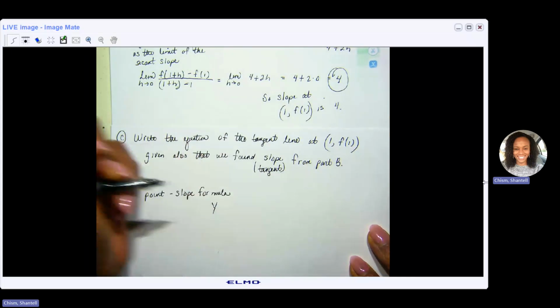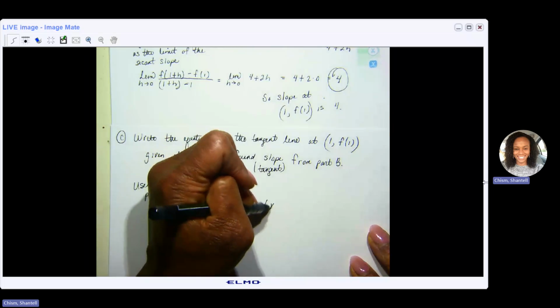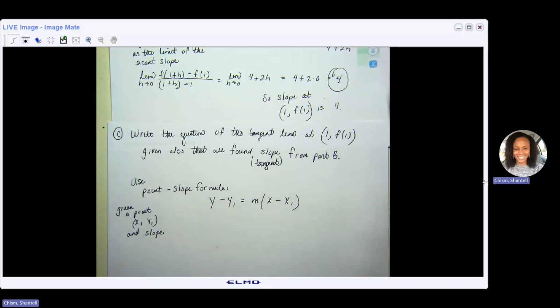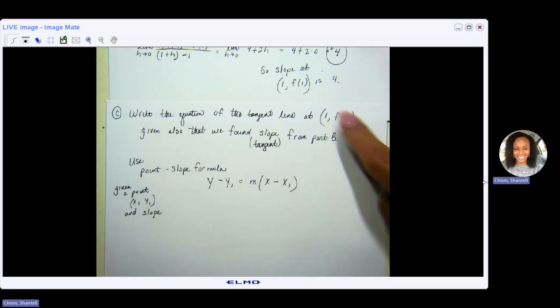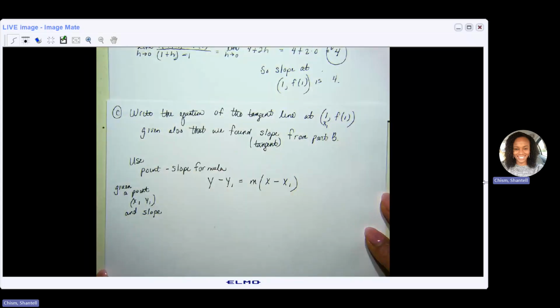Well, let me not say change. It's y minus y1 equals m times (x minus x1). And this is, of course, where we're given a point that we're going to substitute in for x1, y1, and given a slope. Okay? So for our point right now, we know the x coordinate of it. We know that it's 1. So this is the x coordinate, this is our x1.